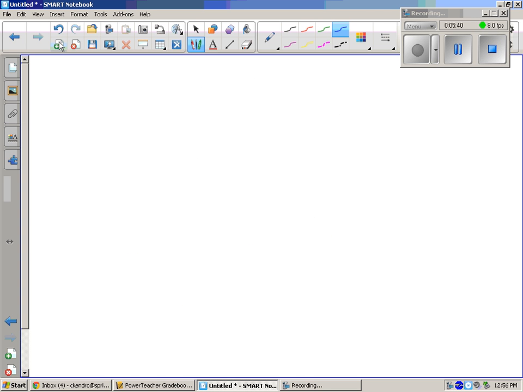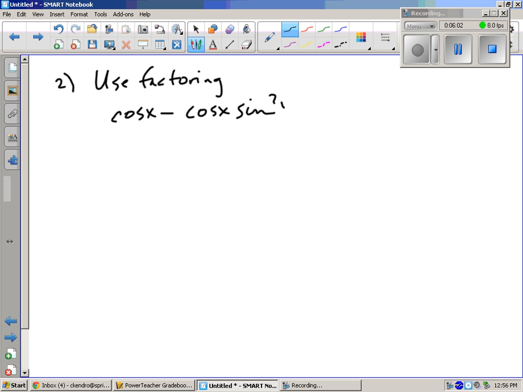Let's try another version here. The second way is we're going to use factoring. Factoring is where you bring stuff out front that they have in common, or you factor it like a quadratic into 2 parentheses. So let's try this one. Cosine of x minus cosine of x sine squared of x equals cosine cubed x.